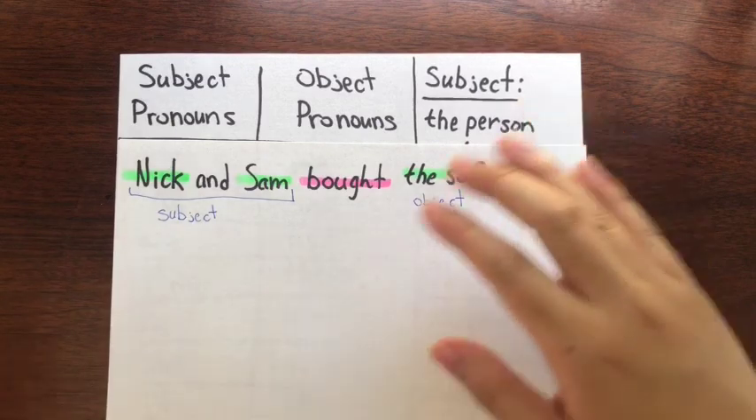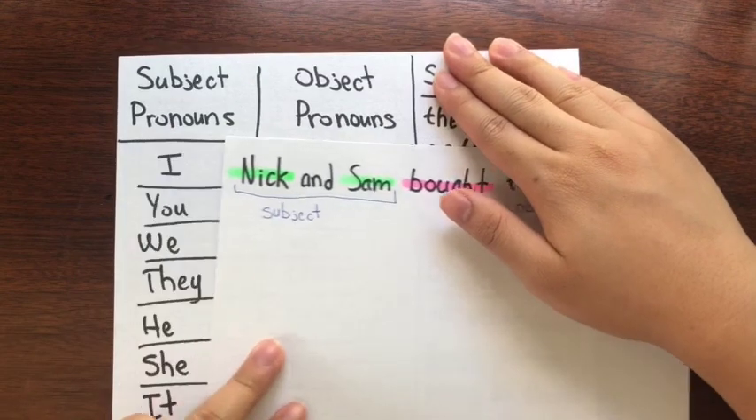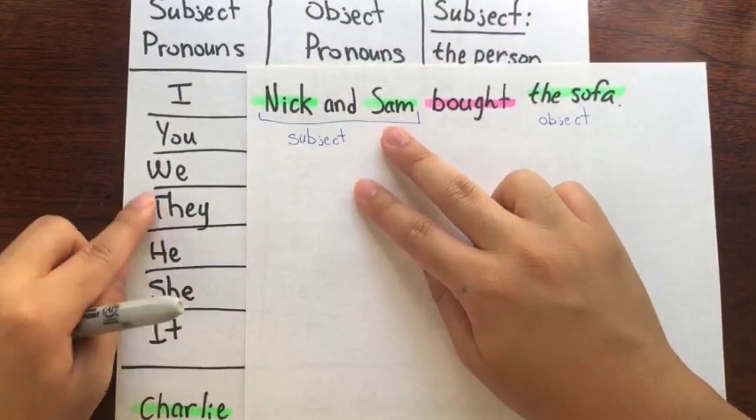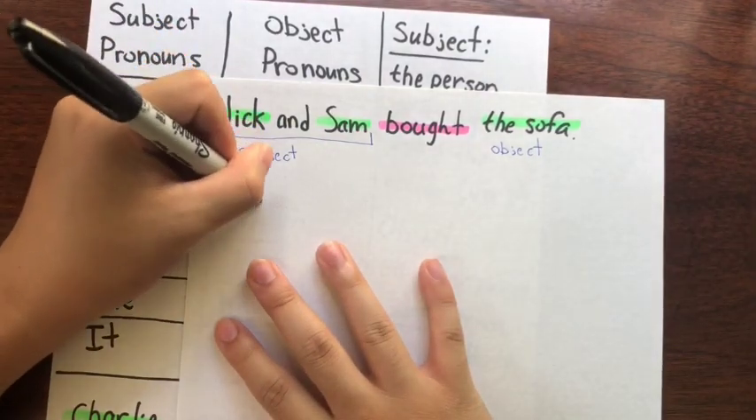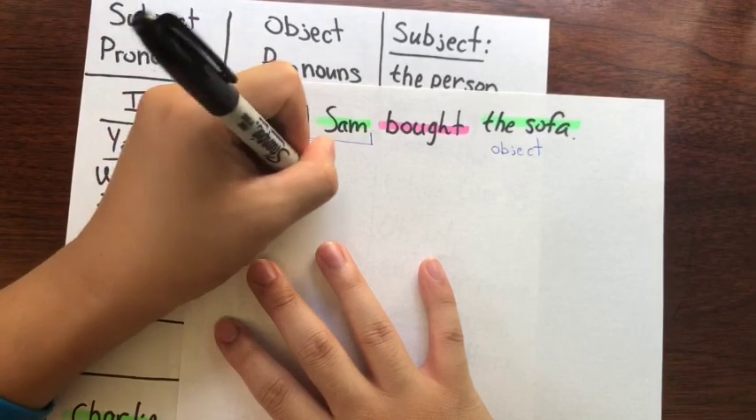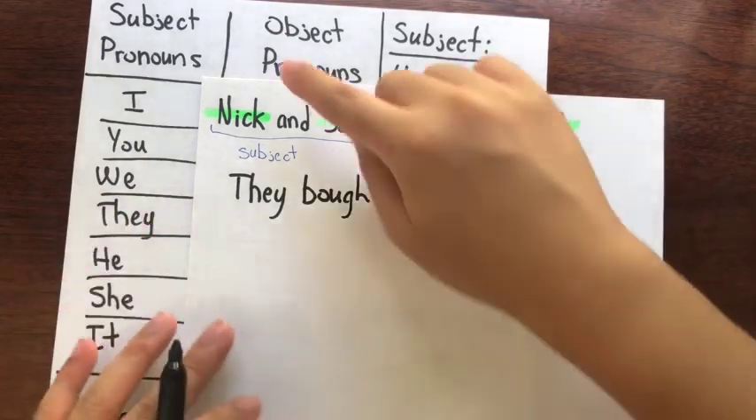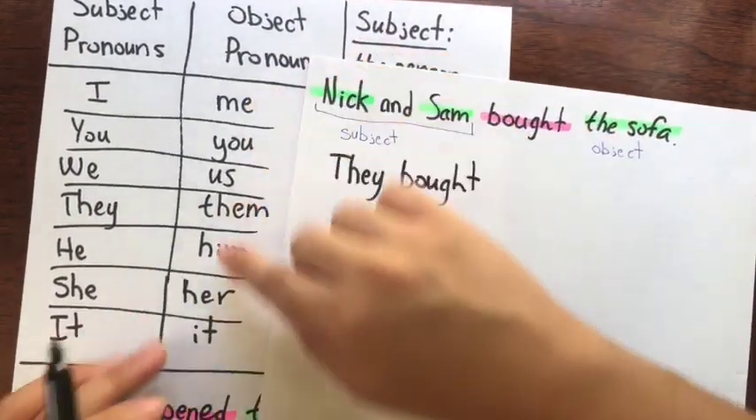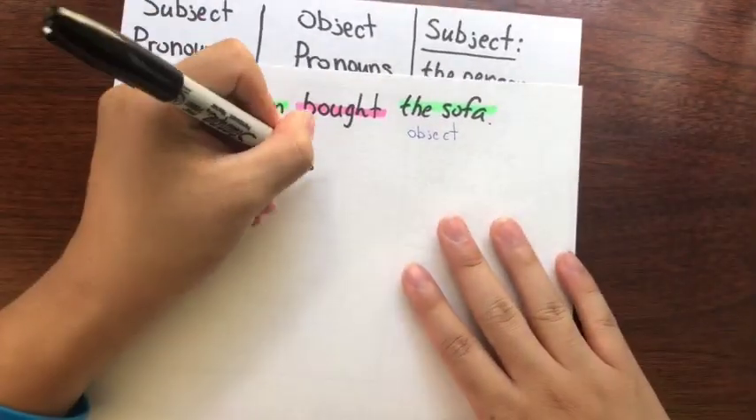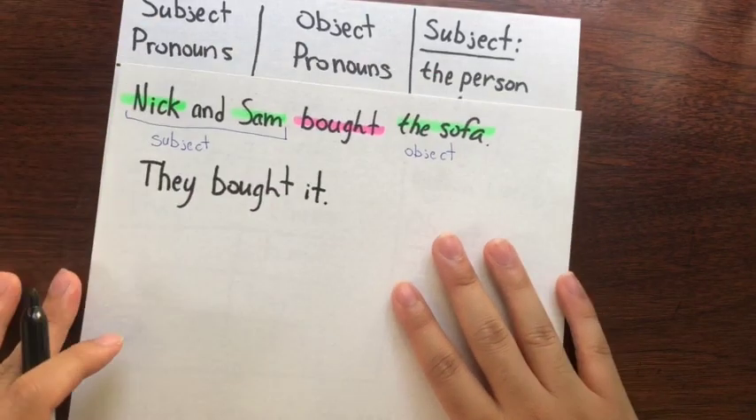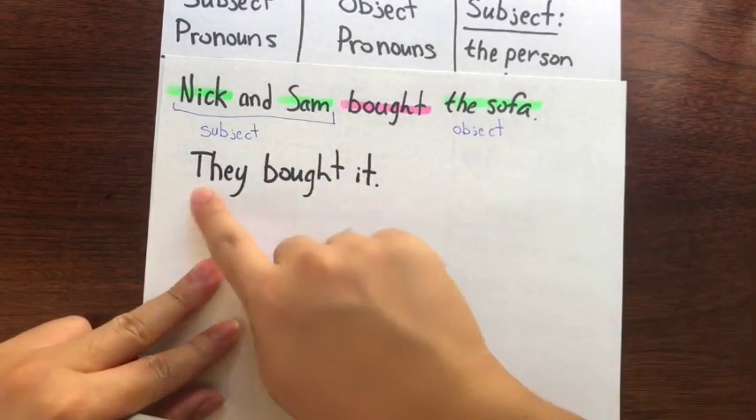Okay, so let's replace Nick and Sam. Nick and Sam are the subject. So let's see, Nick and Sam are two people, so we want to use they. They bought the sofa. The sofa is the object, so we want to use the object pronoun. We just say it. It's the same. It and it. So we have Nick and Sam bought the sofa. They bought it.